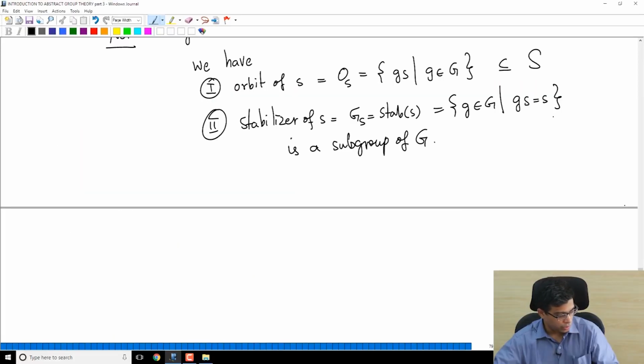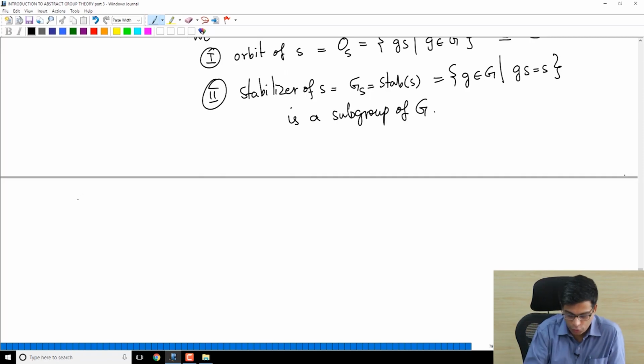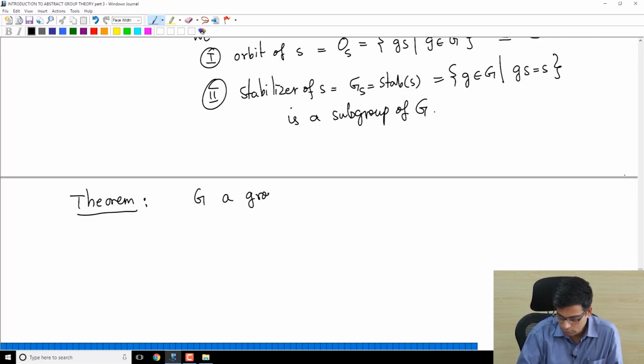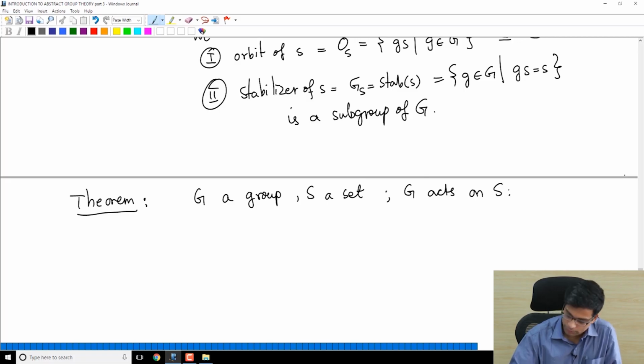So let us now come to how these two are related, and this is an important theorem. Let us say G is a group. Always this is our setup in these videos: G is a group, S is a set, G acts on S.